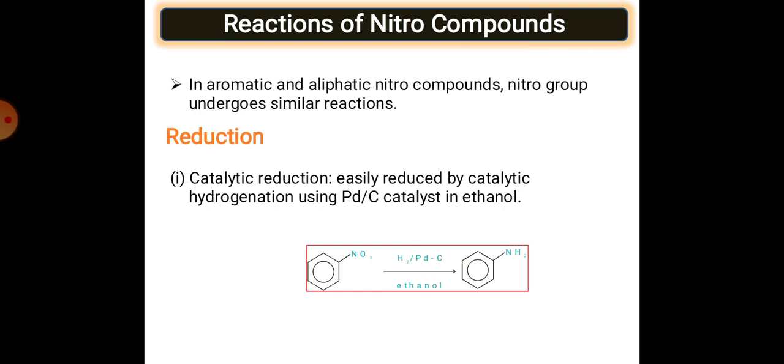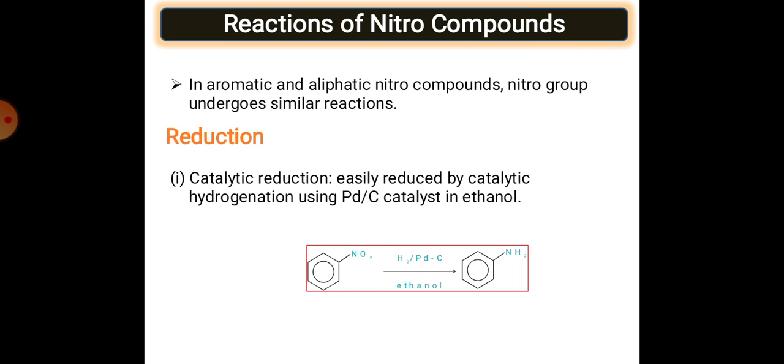What is the role of carbon here? Carbon provides the support toward the catalyst. So in this way we are converting that nitro group into NH2, and nitrobenzene is converted to aniline. There are so many questions simply asked: how can we convert that nitro compound into aniline? We are using simple catalytic reduction. In particular there are many different catalysts.